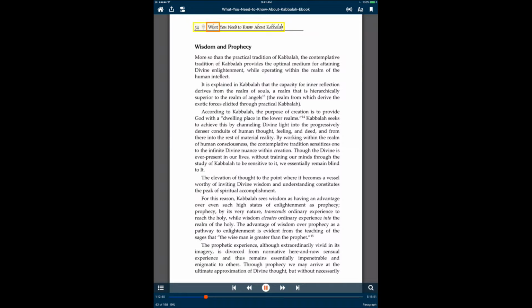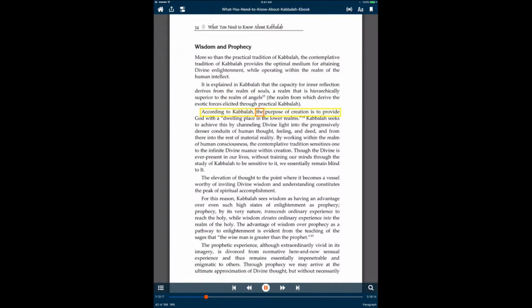What you need to know about Kabbalah: wisdom and prophecy. More so than the practical tradition of Kabbalah, the contemplative tradition of Kabbalah provides the optimal medium for attaining divine enlightenment, while operating within the realm of the human intellect. It is explained in Kabbalah that the capacity for inner reflection derives from the realm of souls, a realm that is hierarchically superior to the realm of angels, the realm from which derive the exotic forces elicited through practical Kabbalah.